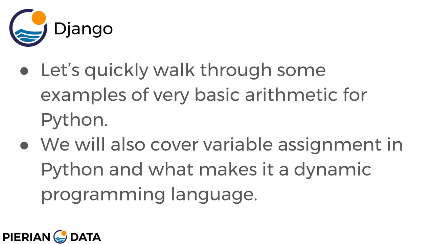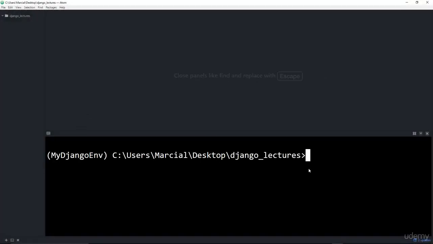Alright, let's quickly walk through examples of some very basic arithmetic for Python, and we're also going to be covering variable assignment in Python and what makes it a dynamic programming language. Let's hop over to the Atom text editor to get started. Okay, here I am at the Atom text editor.